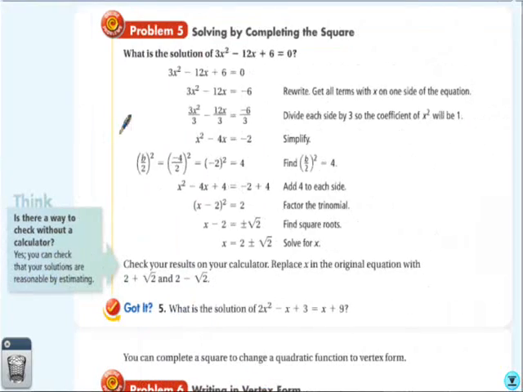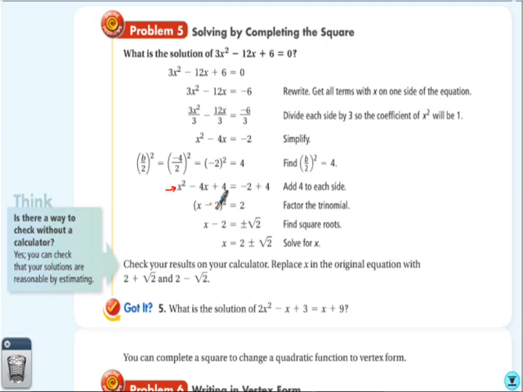Here's what it looks like when we actually do it. We have 3x squared minus 12x plus 6. This doesn't factor, but we can make it factor. We move the 6 to the other side. We divide everything by 3, to get that out of the way because we had a greatest common factor. Now we're left with x squared minus 4x equals negative 2. Half of negative 4 is negative 2, and 2 squared is 4. So we add 4 to both sides.